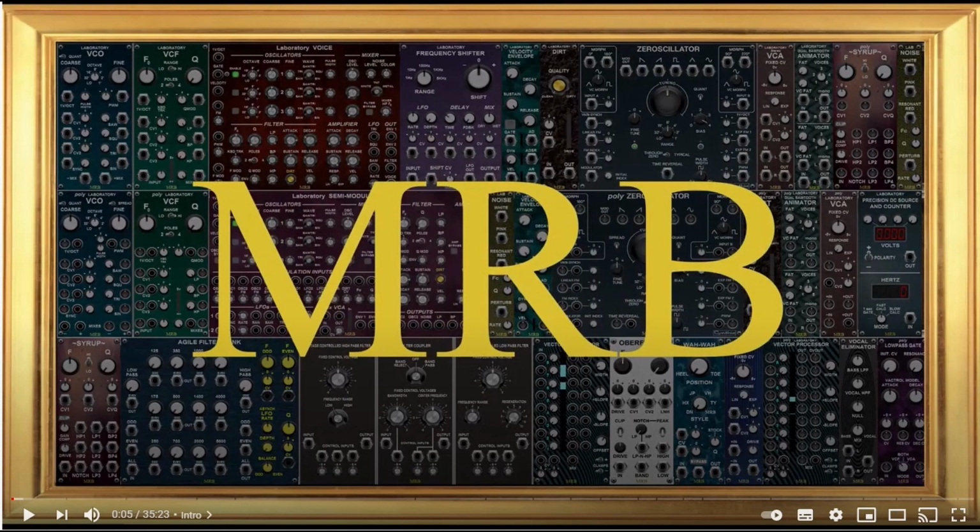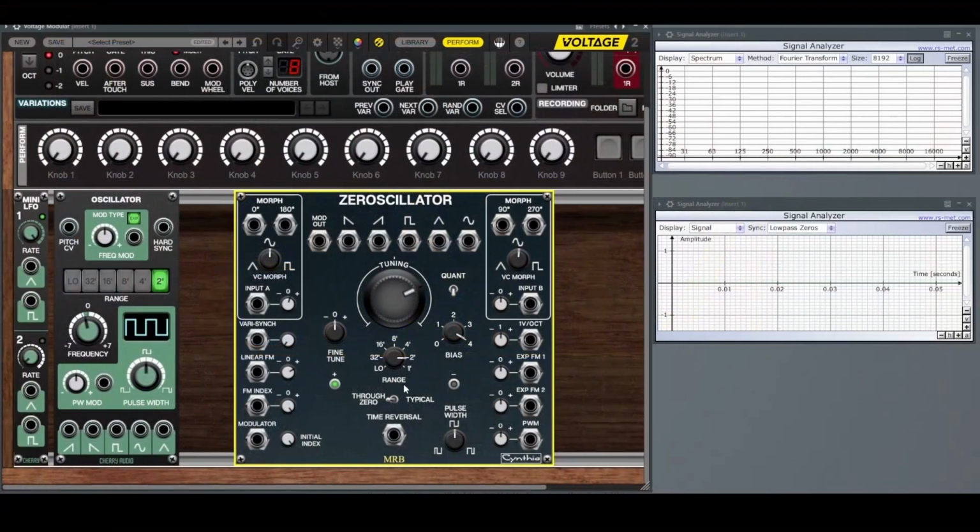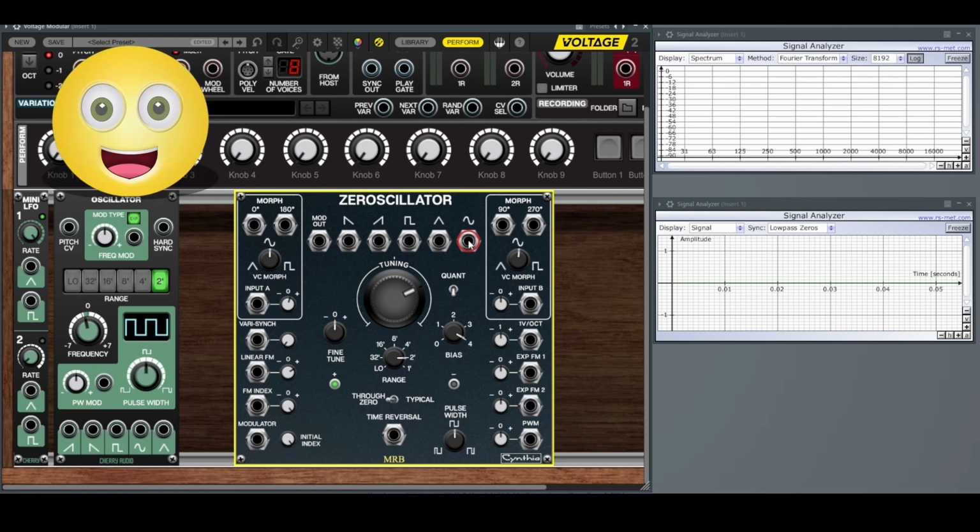Mark approaches the matter of Zero FM, which is the central point here, of course, with the Zeroscillator, from a wave shape kind of view, whereas I'm going to explain things rather from the spectral side, looking at the partials and their behavior. But after such a long introduction, it's time to make sound.